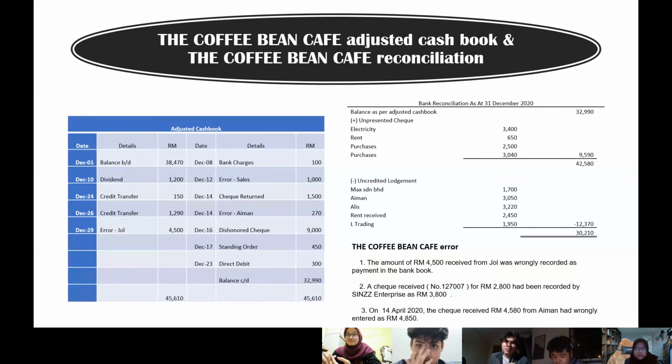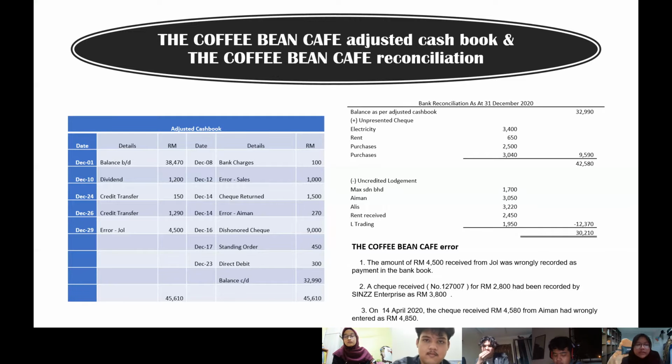So for our bank reconciliation, there is the balance as per adjusted cash book, plus unpresented check, minus uncredited lodgement. So our final total is 30,210 ringgit. So that's all from me. I will pass my microphone to Alice Shafira.